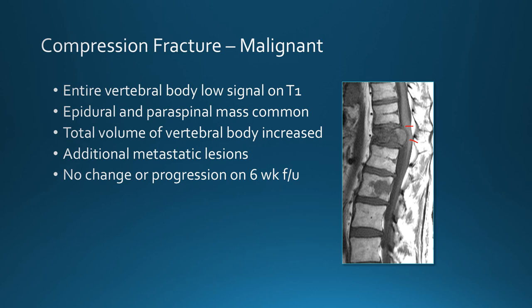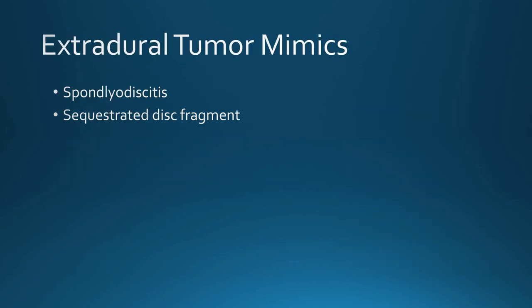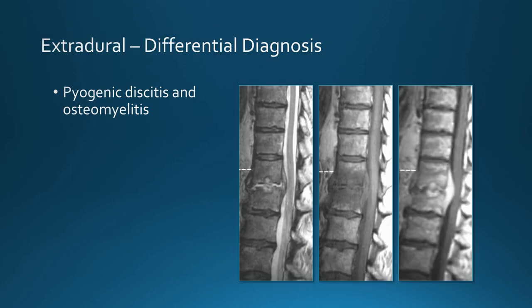Look for additional metastatic lesions. In cases that you're not sure, get a 6-week follow-up. It'll either be unchanged or progressed. Extradural tumor mimics. Two things we see frequently, spondylodiscitis and sequestrated disc fragment.